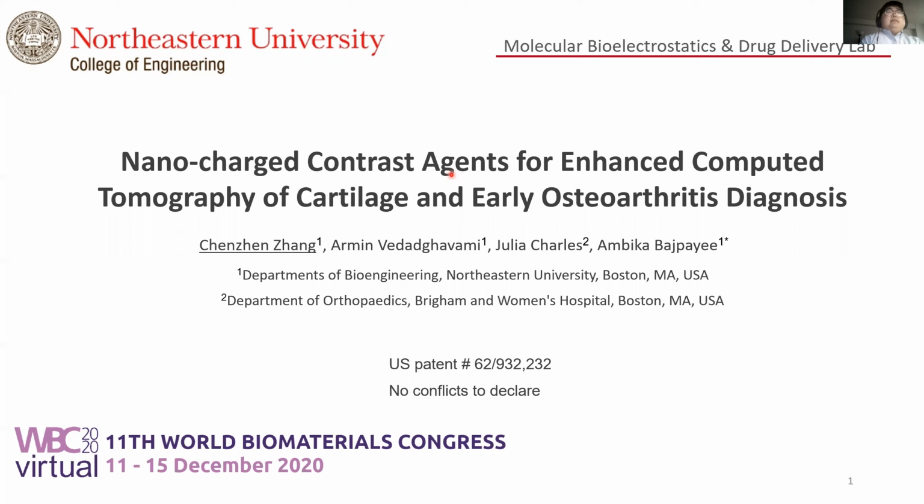Here, I will be presenting my work on design and synthesis of cationic CT contrast agents for imaging negatively charged soft tissues like cartilage for early diagnosis of osteoarthritis.